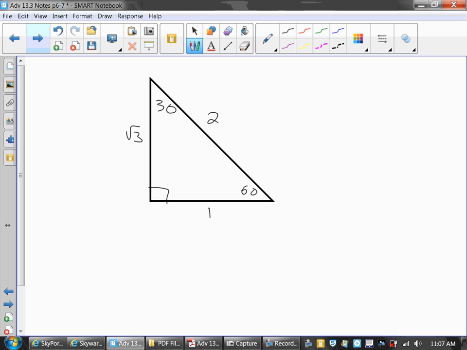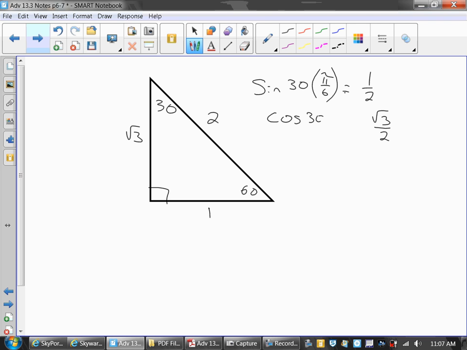Now, what is the sine of 30 degrees? 1 over 2. Opposite over hypotenuse. It's 1/2. What is the cosine of 30 degrees? Root 3 over 2. Okay. Now, let me just ask this real quick. Sine of 30 is the same thing as sine of pi over 6, right? 30 degrees is the same thing as pi over 6?